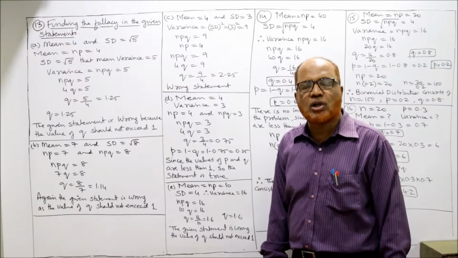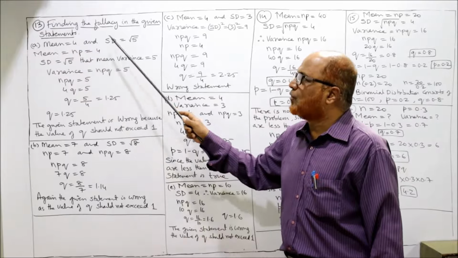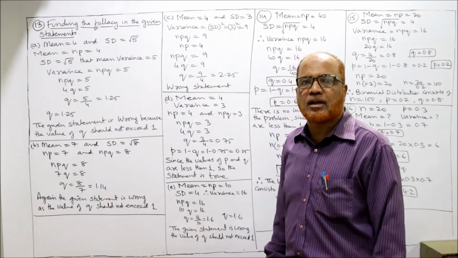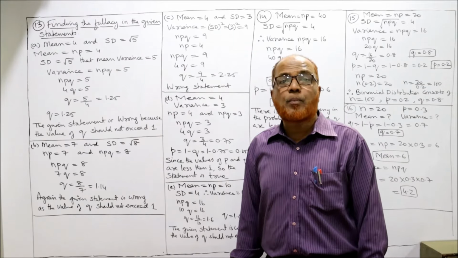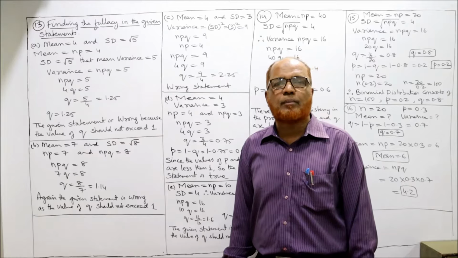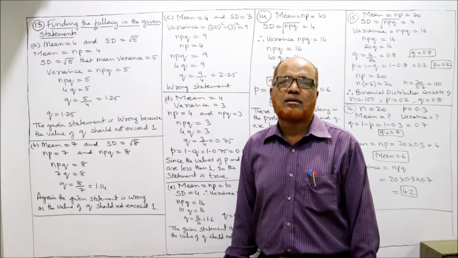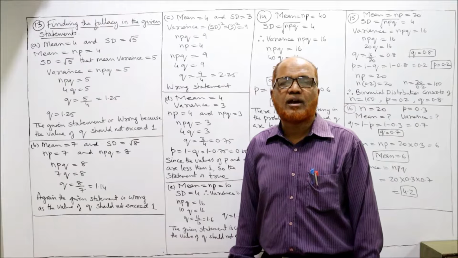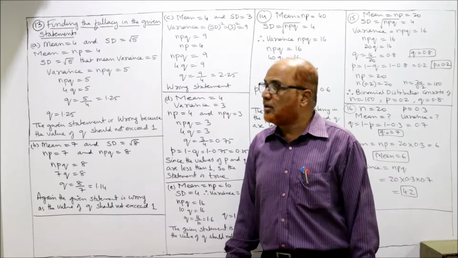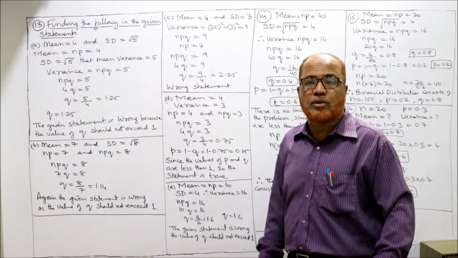The statement is false, not true, not correct. So the statement mean is equal to 4, standard deviation is equal to root 5, is false. That is not correct. Why not correct? Because P and Q are probabilities. P is the probability of success, Q is the probability of failure, and the maximum value of the probability is 1. The probability will never exceed 1. कभी भी probability का value 1 से बड़ा नहीं होता. यहाँ पर 1 से बड़ा हो गया. Q is equal to 1.25. How is it possible? It is not at all possible.